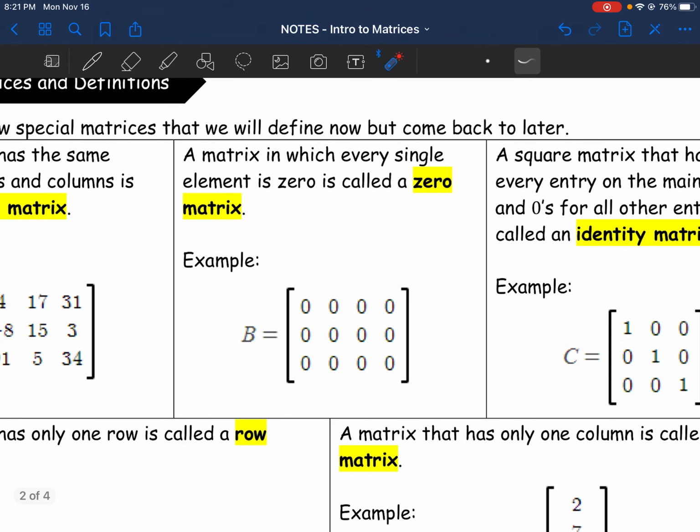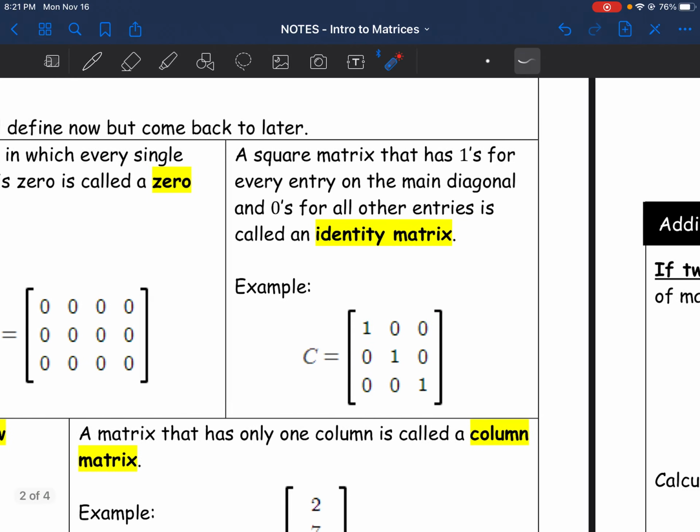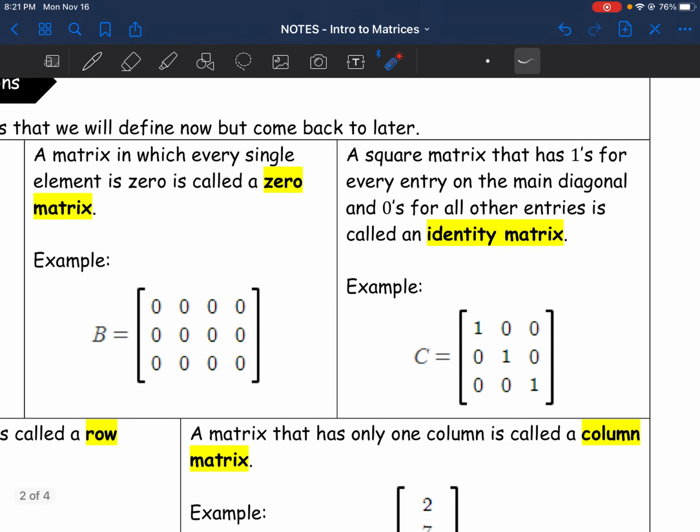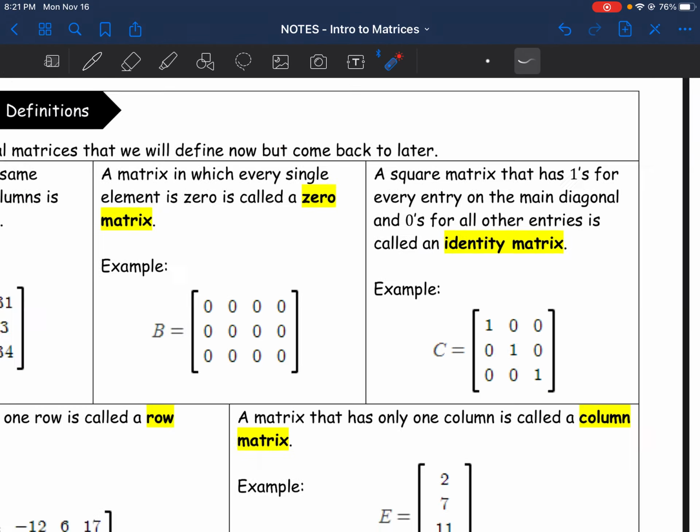A matrix in which every single element is 0 is called a zero matrix. Notice here in matrix B, every single entry in the matrix is the number 0. A square matrix that has 1s for every entry on the main diagonal and 0s for all other entries is called an identity matrix. Notice here in matrix C, on the main diagonal, all the entries are 1, and everywhere else, the entries are all 0s. Again, we call this an identity matrix.